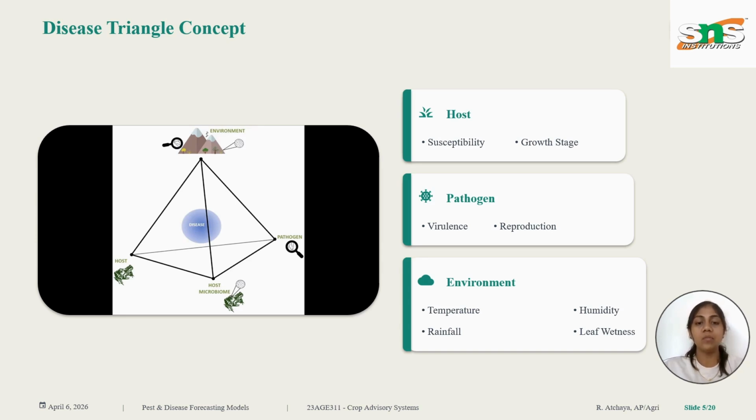For example, rice blast disease becomes severe under high humidity and suitable temperature. If even one factor is missing, disease may not occur. That is why disease forecasting mainly focuses on monitoring environmental conditions.